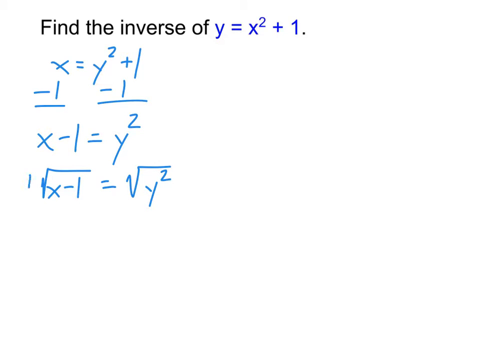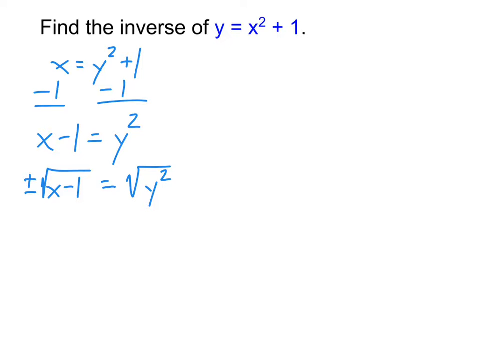Hopefully you do. Hopefully you're thinking, wait, don't we need a plus or minus in front of that? Because we do. When you take the square root of both sides of the equation, remember it has to be plus or minus, because the negative number squared would also give us the same thing.